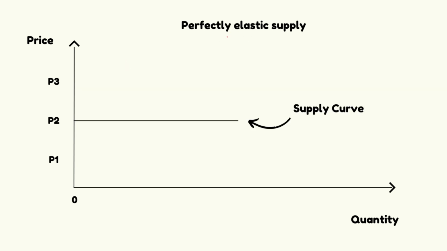This is the supply curve for perfectly elastic supply. As you can see, there is only one price. If the price changes at all, the supply quantity will be lost. For this situation, the price elasticity of supply is positive infinity.